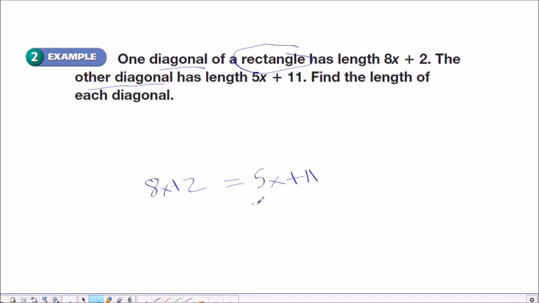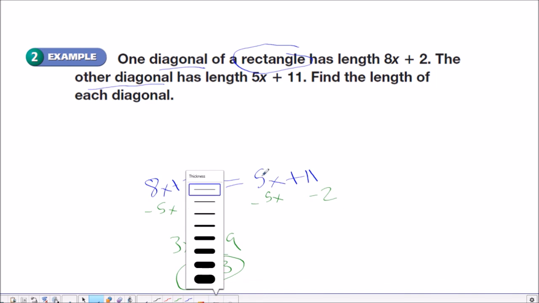But here I go. I'm going to go minus 5x on both sides. And I'm going to go minus 2 on both sides. And then I get 3x equals 9. And then x is going to be equal to 3. Double check, did we answer the question that was asked? We did not. And so I need to go back and plug those in. They asked how long the diagonals are. They didn't ask what x is.